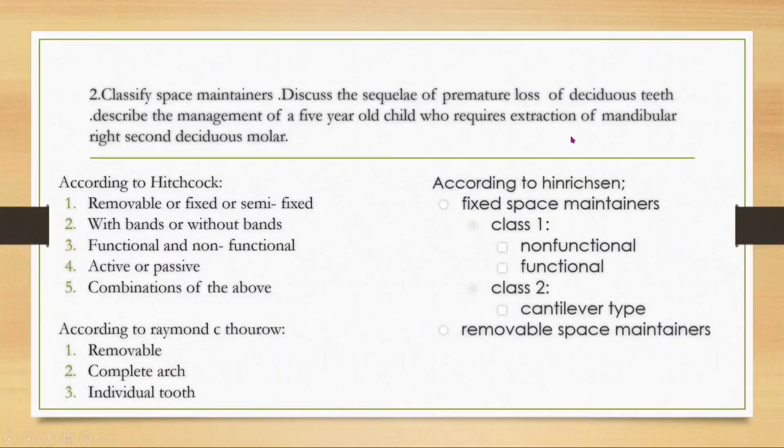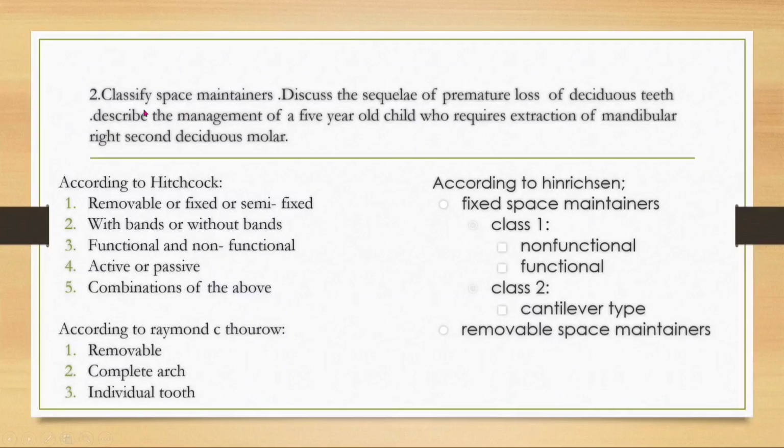A 5-year-old child who requires extraction of the mandibular right second deciduous molar. So you need to be very cautious while writing the answer. It can be a first deciduous molar or a second deciduous molar, so the scenario is different. You need to be very cautious because it may easily get changed. Mandibular right, and first or second deciduous molar. You need to read the question very properly and write.